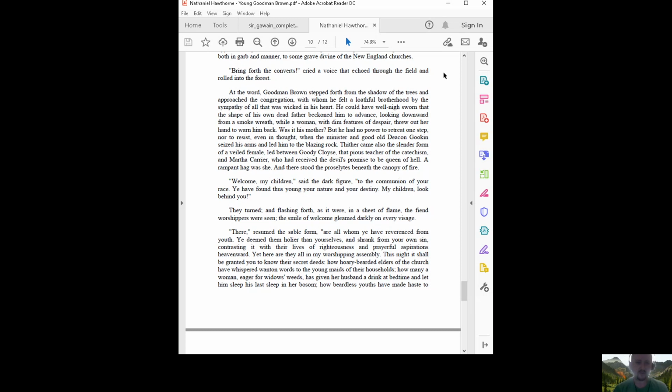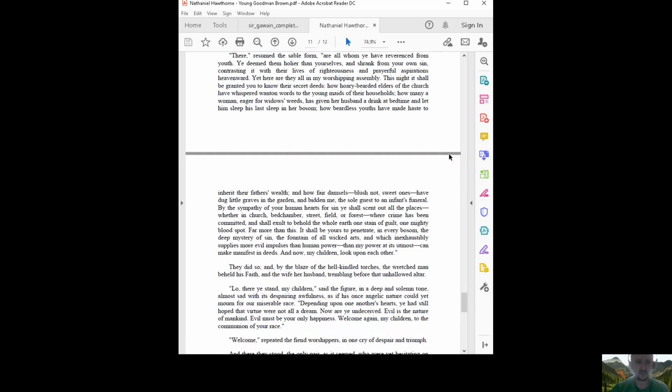Welcome, my children, said the dark figure, to the communion of your race. You have found thus young your nature and your destiny. My children, look behind you. They turned, and flashing forth, as it were, in a sheet of flame, the fiend worshippers were seen. The smile of welcome gleamed darkly on every visage. There resumed the sable form, are all whom ye have reverenced from youth. Ye deemed them holier than yourselves, and shrank from your own sin, contrasting it with their lives of righteousness and prayerful aspirations heavenward. Yet here they all are, in my worshipping assembly.